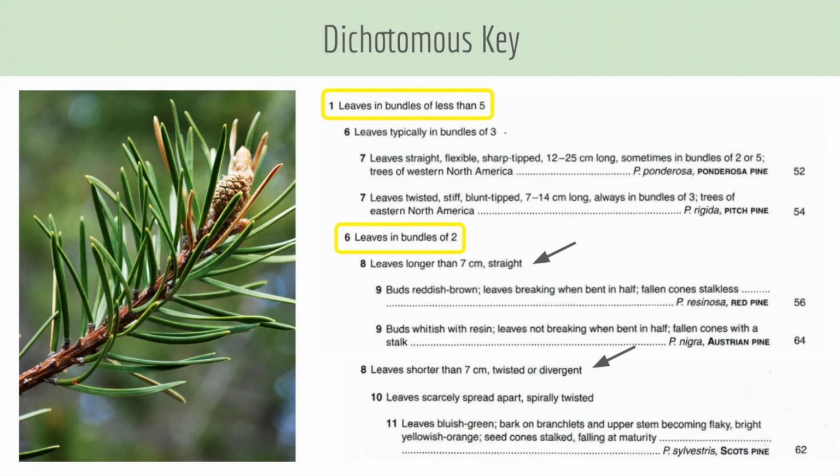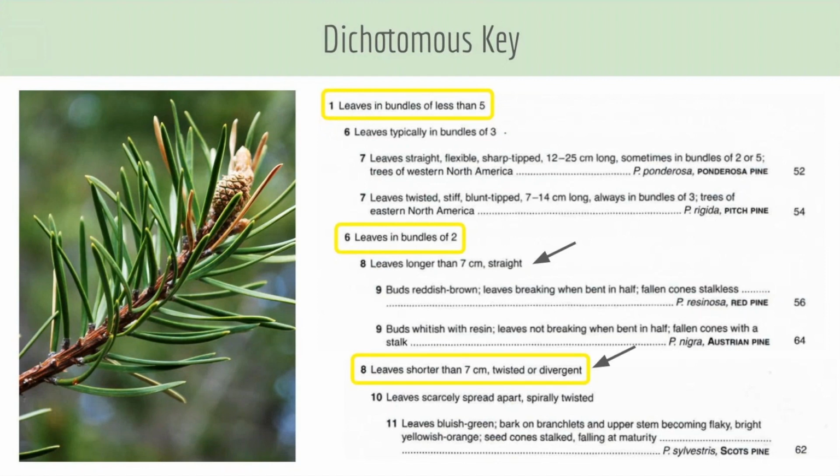So you take out a ruler and you start measuring some of the needles. You notice that they're all shorter than 7 centimeters. And another nice thing is that they appear somewhat twisted, but they're not spiraling or coiled up. So both of those line up really nicely with our second option.